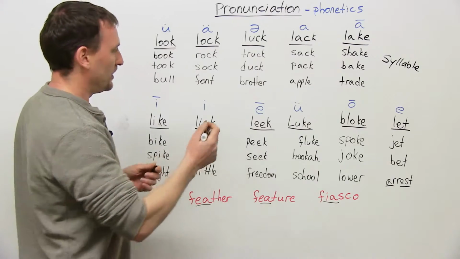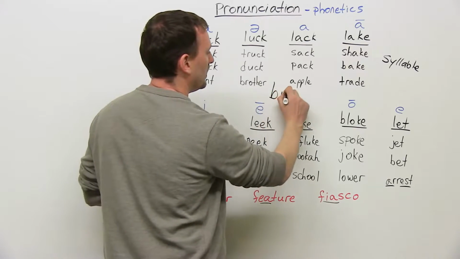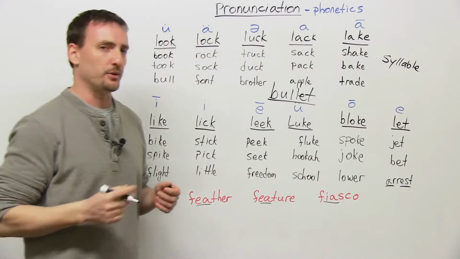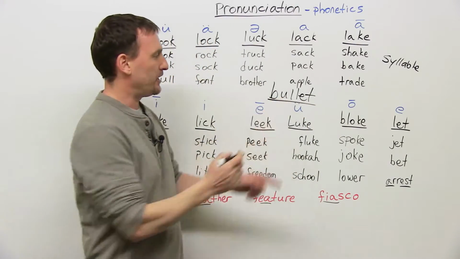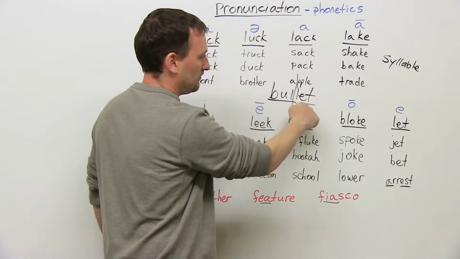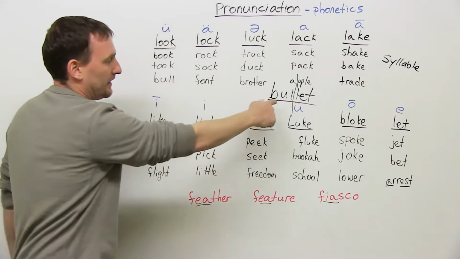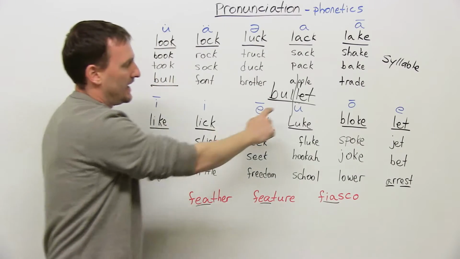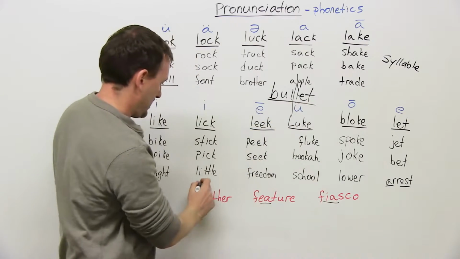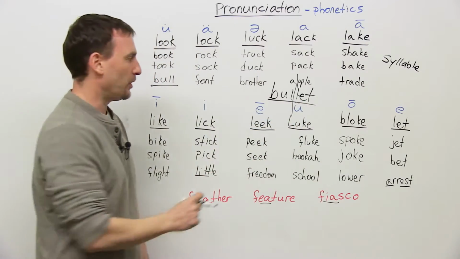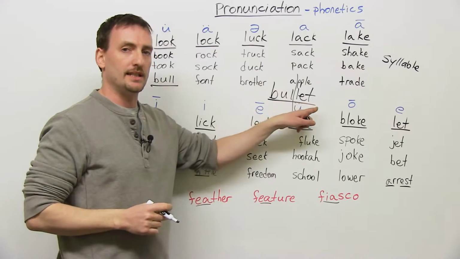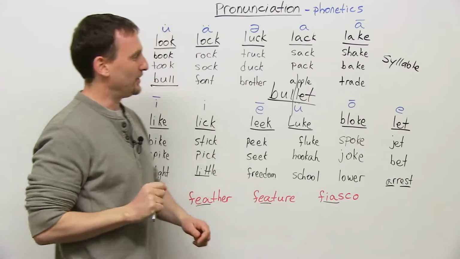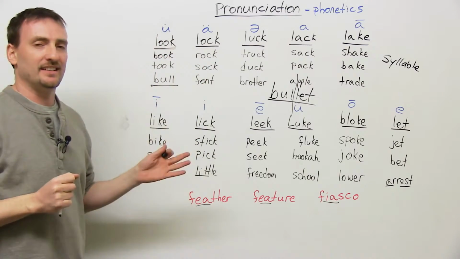Okay? I'll give you another example. How do you pronounce this word? I'll give you a chance. Separate it into the 2 syllables. This one sounds like this one. This one sounds like this one. So, bullet. Bullet. Right? Okay. Again, this is just an example.